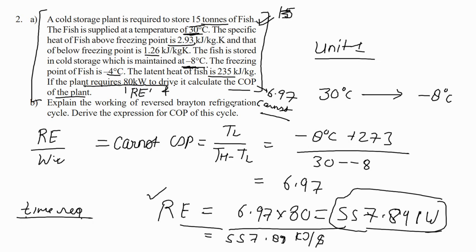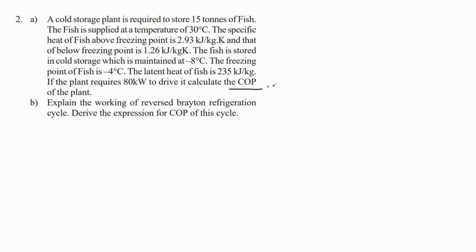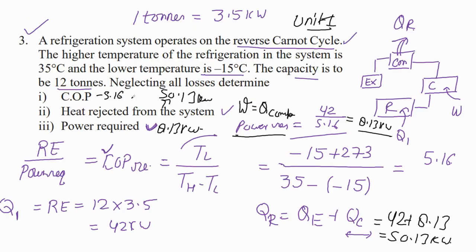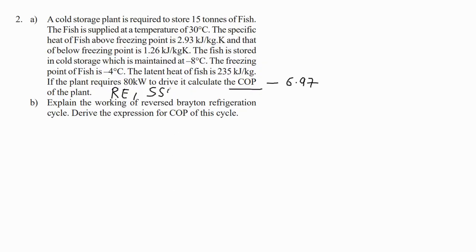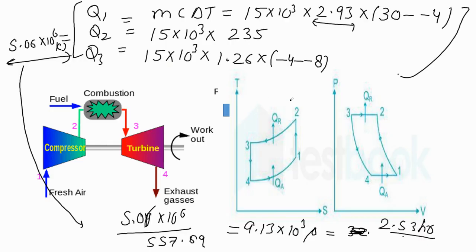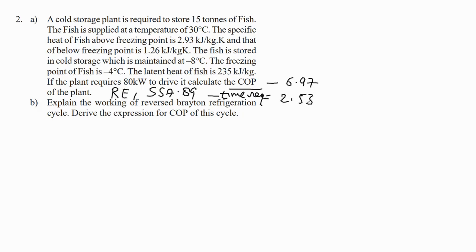So the Carnot COP comes out to be 6.97. The refrigeration effect, which we also calculated, comes out to be 557.89, and the time required for cooling comes out to be 2.53 hours. Okay, so I think this is clear.